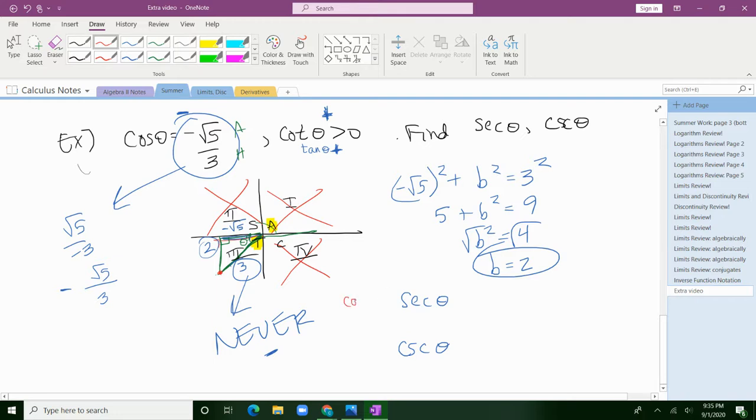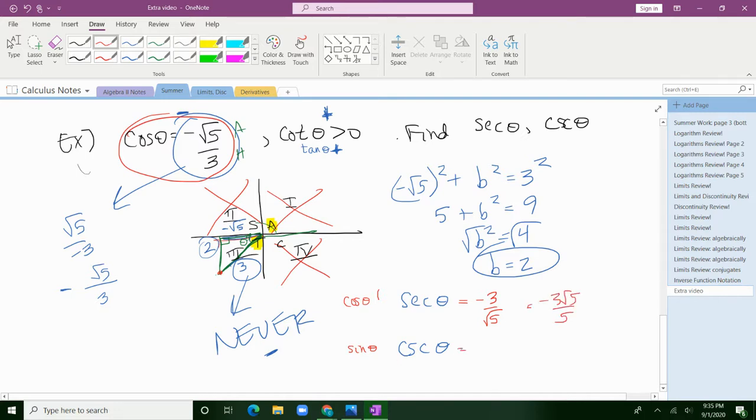Secant, remember, is the reciprocal of cosine, and cosecant is the reciprocal of sine. Now, cosine is, well, I have cosine right here. That's nice. So it's just a reciprocal of that. I'm not even going to look at the triangle. So I have 3 over root 5. It's negative, which is negative 3 root 5 over 5.